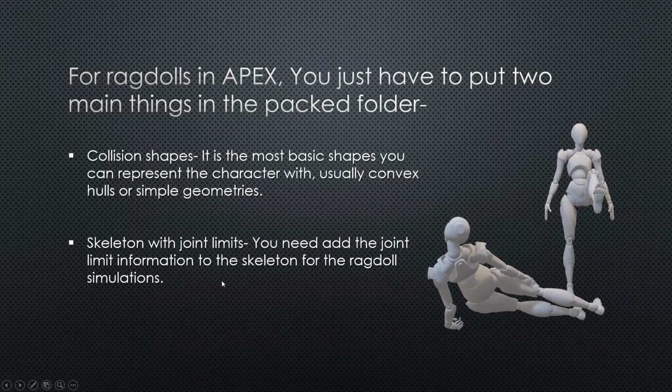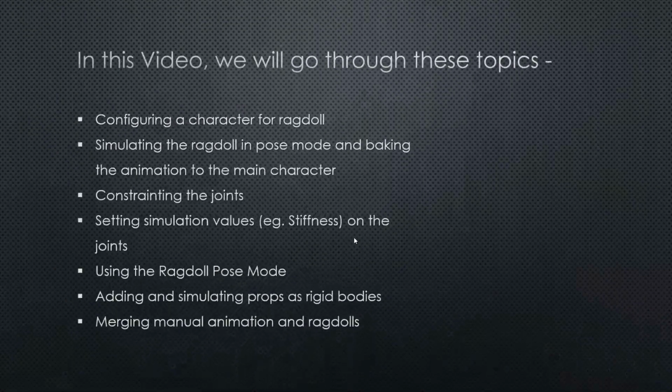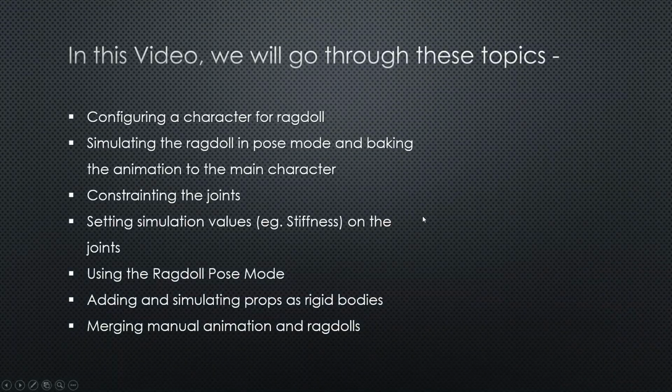The skeleton with joint limits is used by the Ragdoll solver to define how much a joint should rotate or translate. In this video we will go through these topics. At first we will configure a character for Ragdoll, a basic Apex Ragdoll. This time we'll use Electra, and then we will simulate the Ragdoll in pose mode and bake the animation back to the main character.